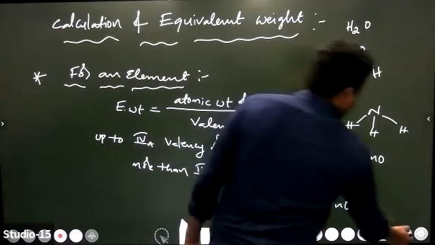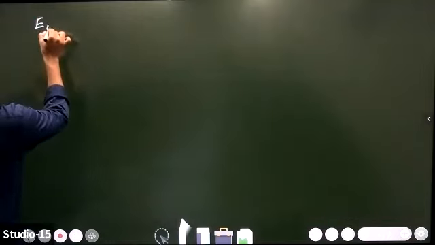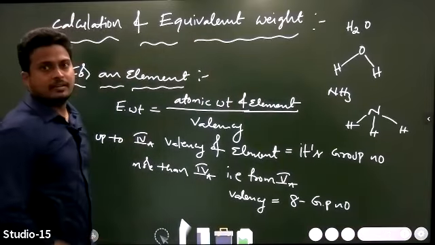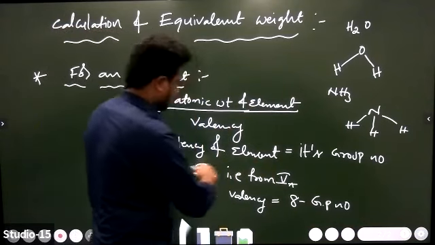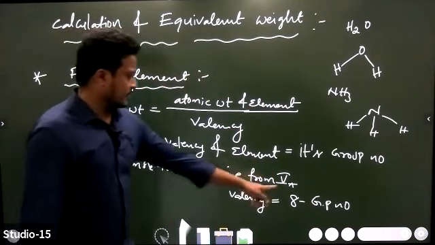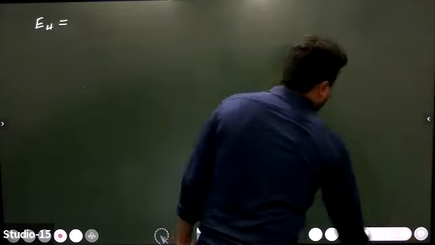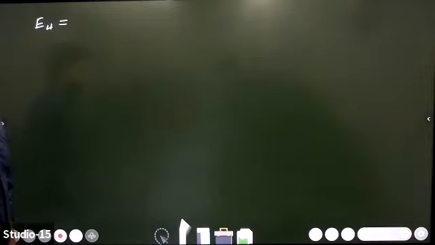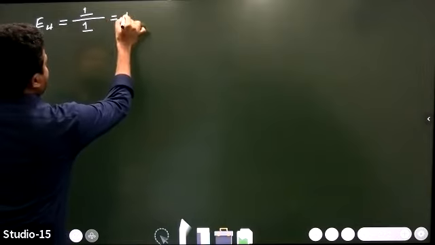For example, now calculate the equivalent weight of hydrogen. What is the formula to calculate the equivalent weight of an element? Atomic weight of the element by valency. Already we know that up to fourth A group, valency is equal to its group number. From fifth A group elements, valency is equal to 8 minus its group number. Now calculate the equivalent weight of hydrogen: atomic weight of hydrogen 1 by valency of hydrogen 1. So the equivalent weight of hydrogen is 1.